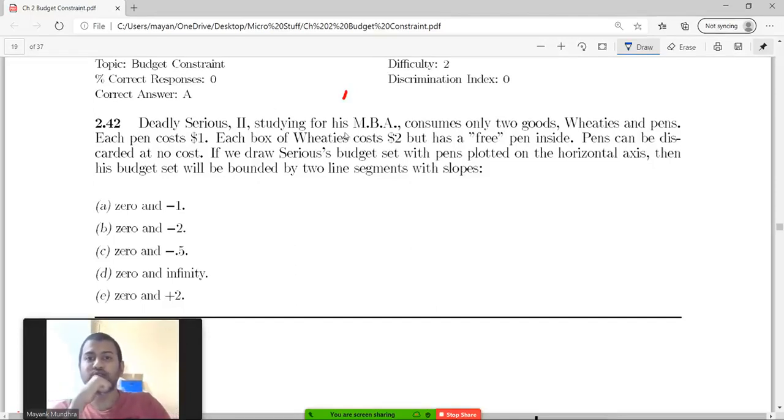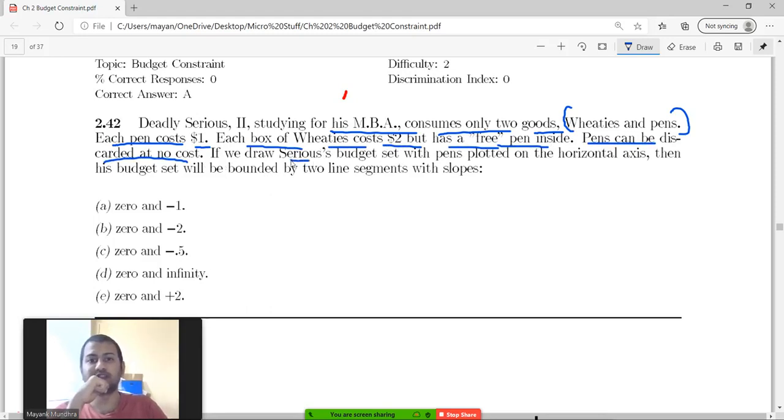Okay, Deadly Serious 2 studying for his MBA consumes only two goods, VTs and pen. Each pen costs $1, each box of VTs costs $2 but has a free pen inside. Pens can be discarded at no cost. If we draw Sirius's budget set with pens plotted on the horizontal axis, then his budget set will be bounded by two line segments with slope.